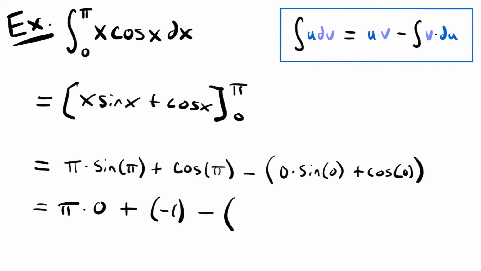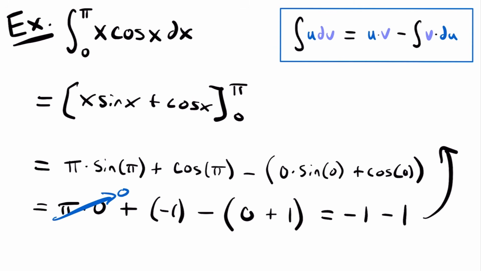Anything times 0 is 0. And so that's just going to be 0. And then plus cosine of 0, which is positive 1. So we'll have 1. And so pi times 0 is just 0. And so this is equal to negative 1 minus 0 plus 1, which is just positive 1. So we have negative 1 minus 1, which will be equal to negative 2. And so negative 2 is the solution to this definite integral.